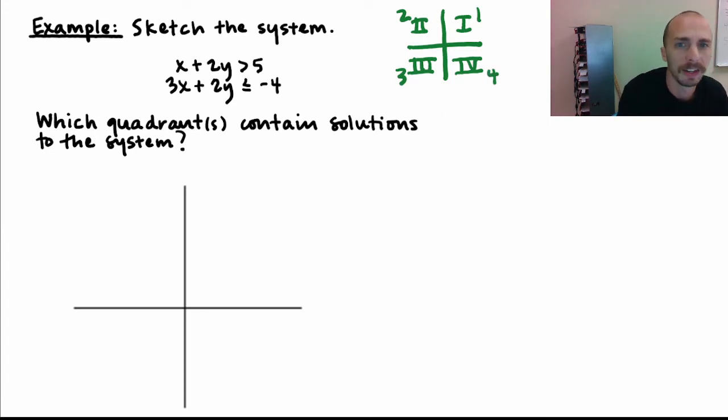And I don't care if you use Roman numerals or regular numerals. It does not matter to me. I guess I just need you to be able to recognize both. Okay, so if we go over here, the first inequality is x plus 2y is greater than 5.